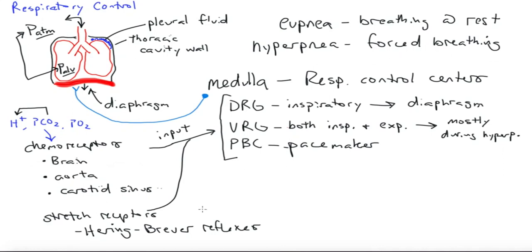Okay. Actually, there's one other thing I want to point out. There's a region, I mentioned this in the beginning, in the pons that is part of respiratory control. We call these pontine centers because they're located in the pons. And these two centers do not directly control the respiratory muscles. There's one called the apneustic center. And then there's one called the pneumotaxic center.